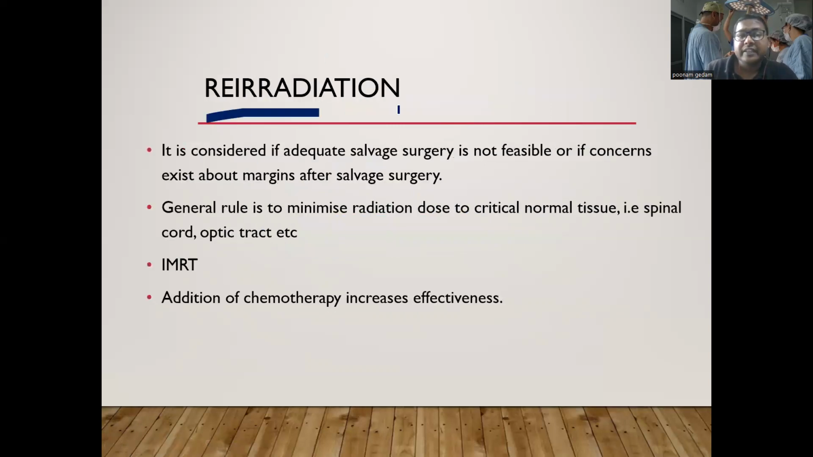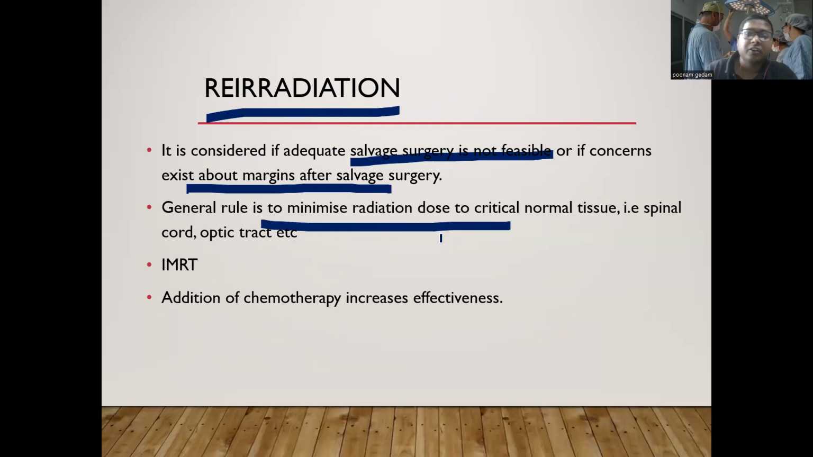Re-irradiation. What is re-irradiation? It is considered if adequate salvage surgery is not feasible or if concerns exist about margins after salvage surgery. The aim is generally to minimize radiation dose to critical normal tissue, that is spinal cord, optic tract, etc. Intensity modulated radiation therapy and addition of chemotherapy increase the effectiveness.